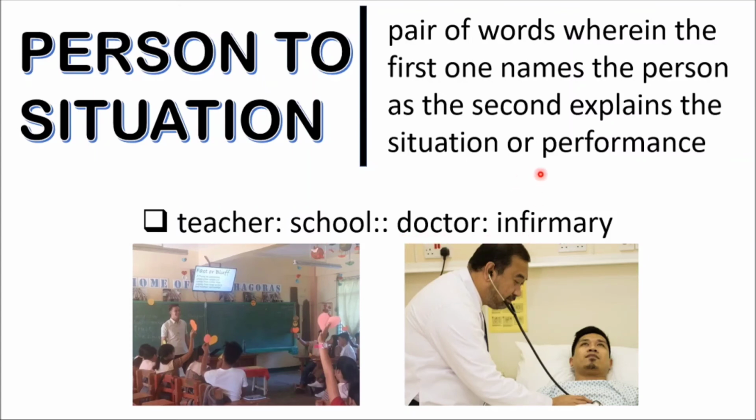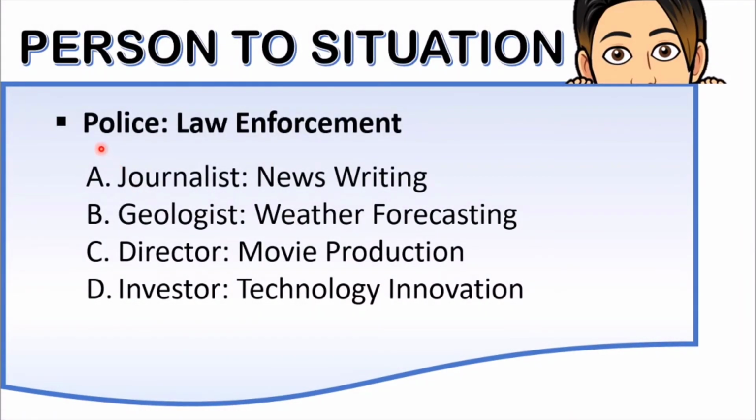Sir, what is infirmary? Where can you find a doctor? In the hospital. The other term for hospital is actually infirmary, okay? Now it's time to answer our final deck of analogy question. Police is to law enforcement. If I'm going to ask you, what is the main job of a police officer? It's actually to enforce a law.